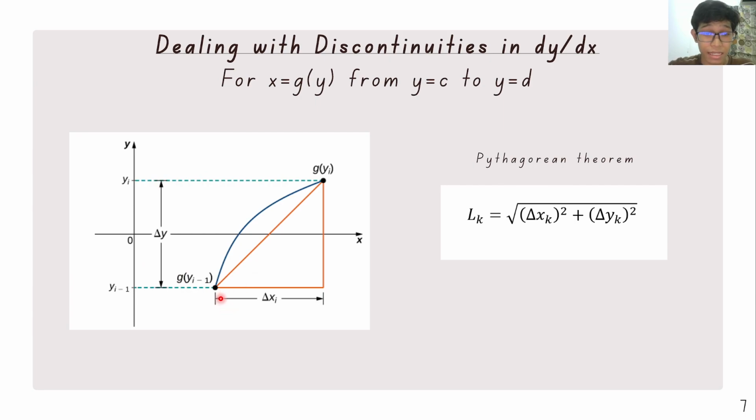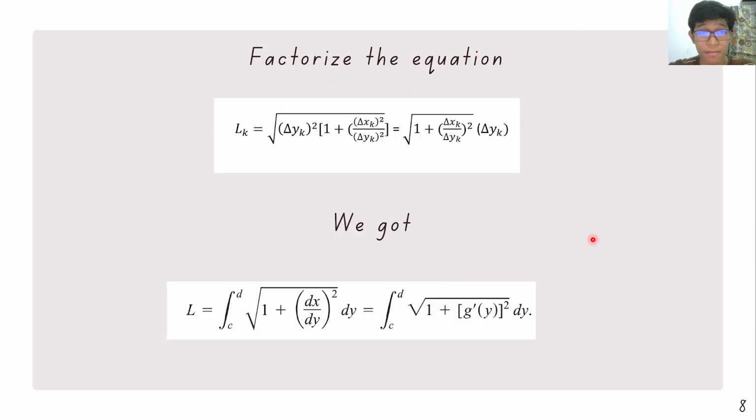As you can see, this is the change in the y-axis, delta y, and down here is the change in the x-axis. By using the Pythagorean theorem, we obtain the same result, which is Lk equal to the square root of delta xk squared plus delta yk squared. It goes through the same process as the x-axis case.